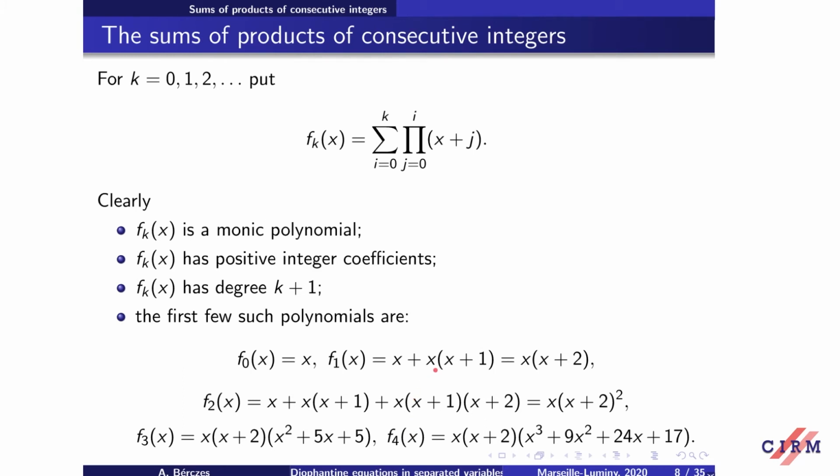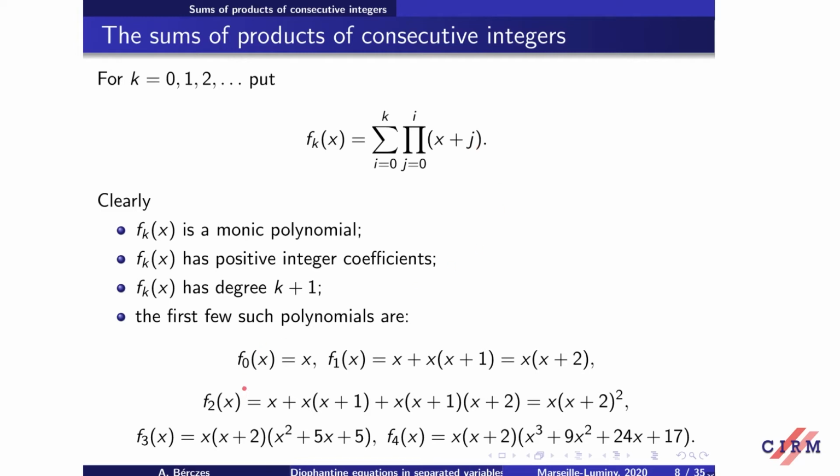So to start to present some results, first of all, let us define the sum of products of consecutive integers. In principle, this is a polynomial which is defined by the sum of the product of terms like x plus j.